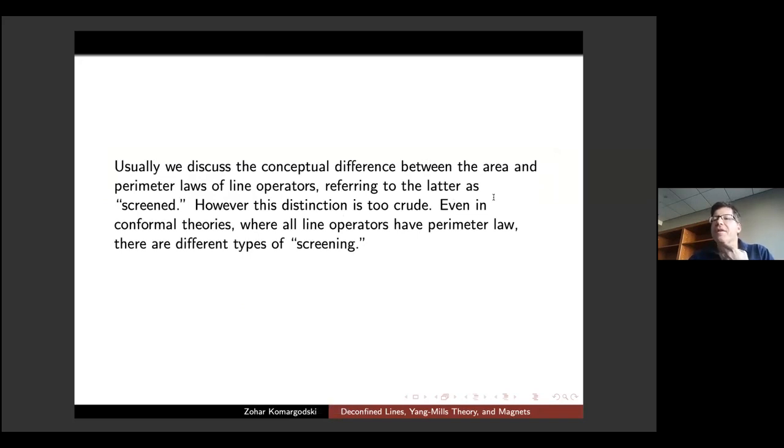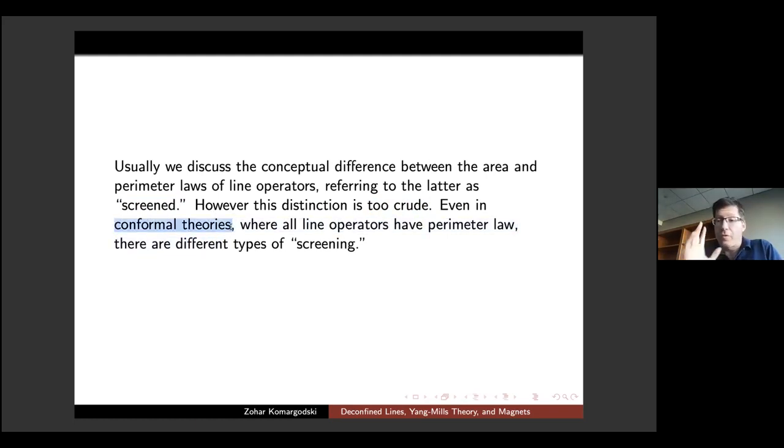So we usually emphasize the difference between area law Wilson lines and perimeter law Wilson lines. And we usually say that a perimeter law Wilson line is screened. So one thing that I wanted to just maybe provoke a little bit or explain in the slides is that this distinction is way too crude.